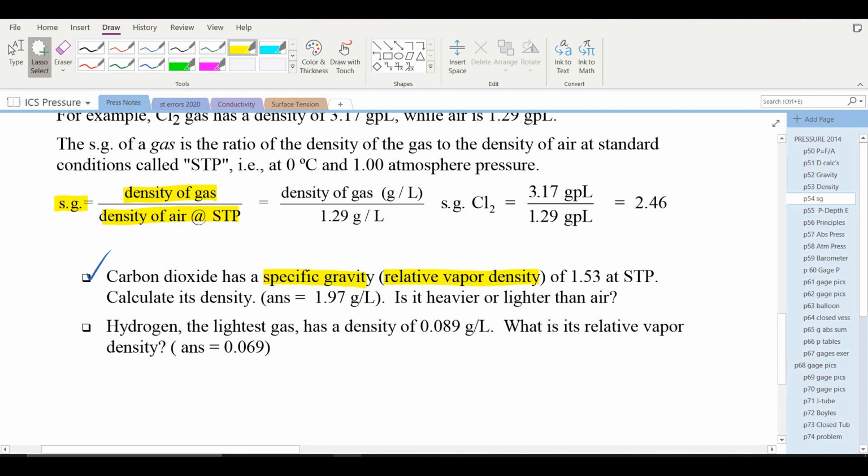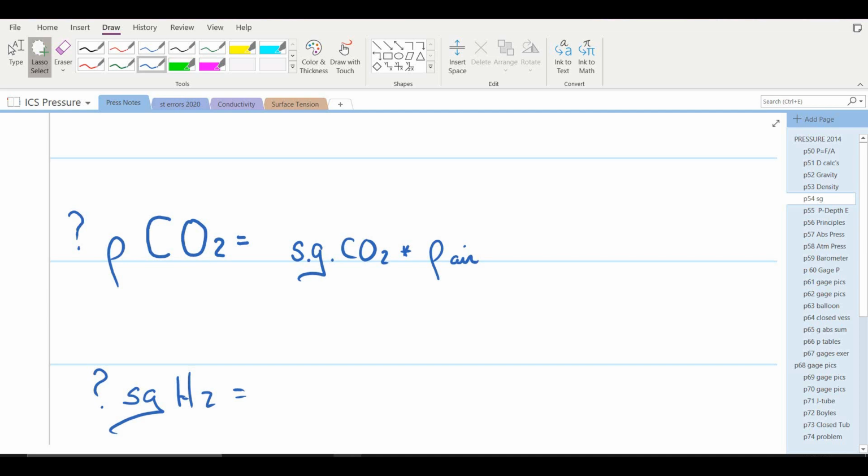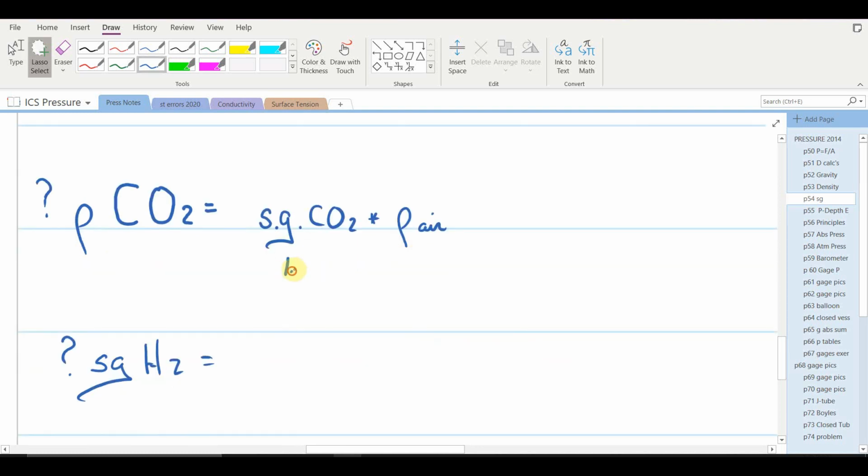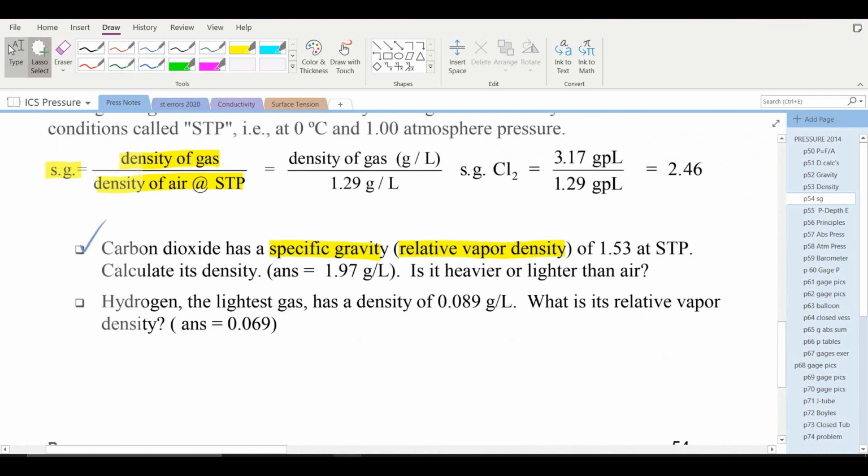So for carbon dioxide with a relative vapor density of 1.53 at STP, let's calculate its density. The density of CO2 will be its specific gravity times the density of air. So that'll be 1.53 times 1.29 grams per liter, and you always use air at STP. And that's 1.97 grams per liter. So CO2 is almost exactly 2 times the density of air.